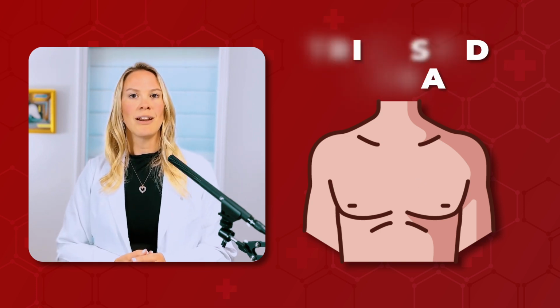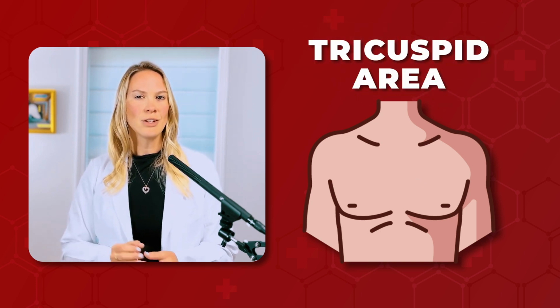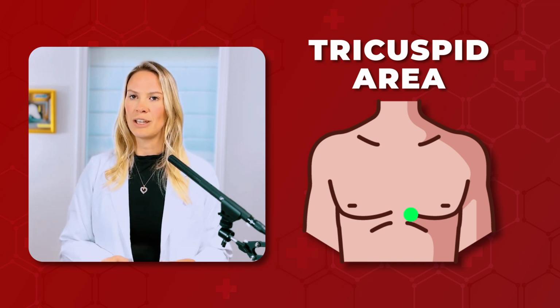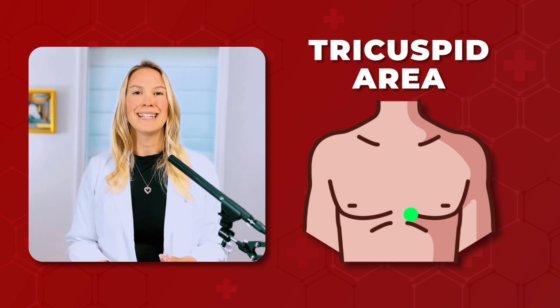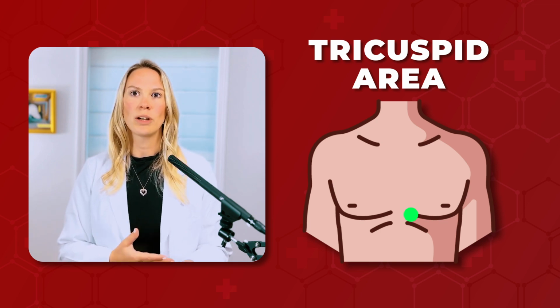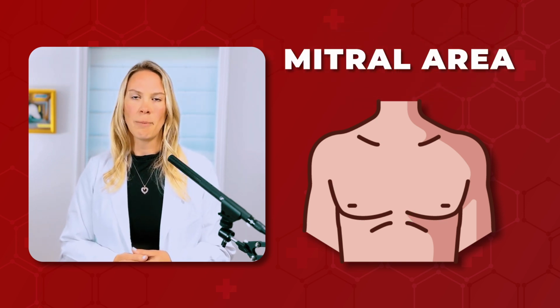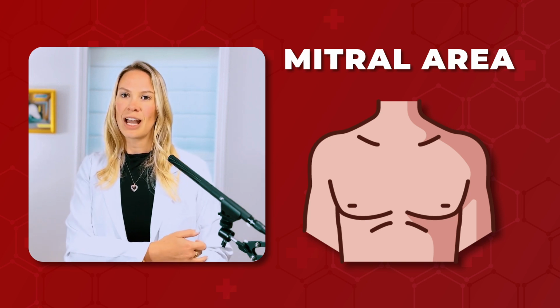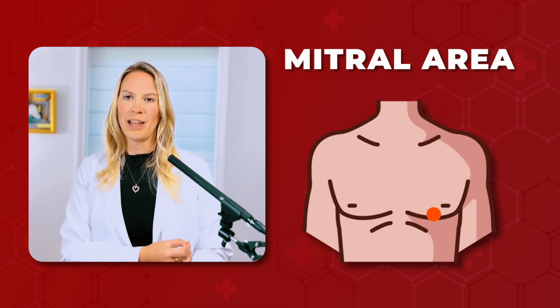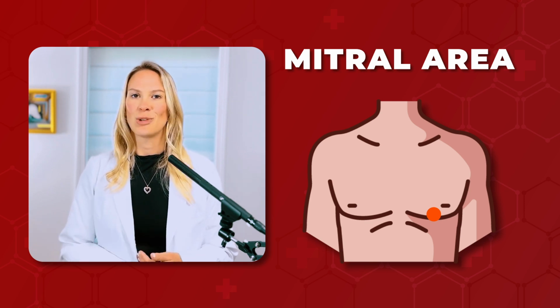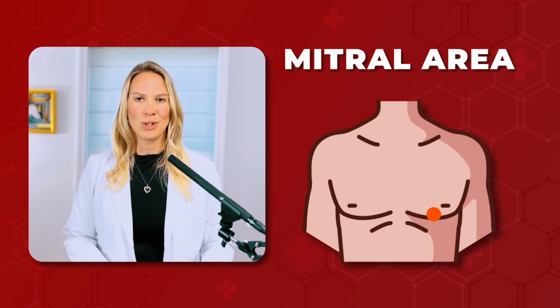The tricuspid area is found at the fourth or fifth intercostal space at the left lower sternal border. Listen carefully for tricuspid valve murmurs, which could indicate tricuspid regurgitation or stenosis. And finally, the mitral area is usually located at the apex, which is in the fifth intercostal space at the mid-clavicular line. This is where you listen for mitral valve issues like mitral regurgitation or mitral stenosis.